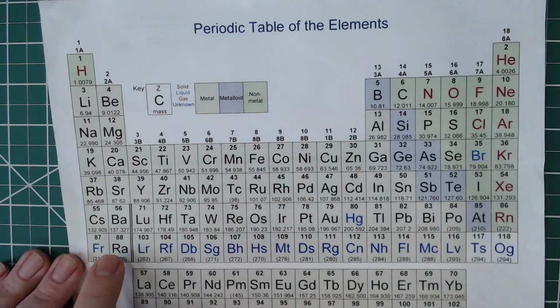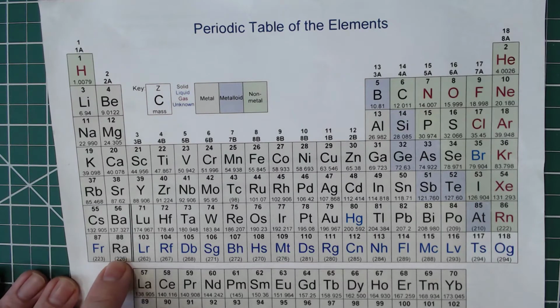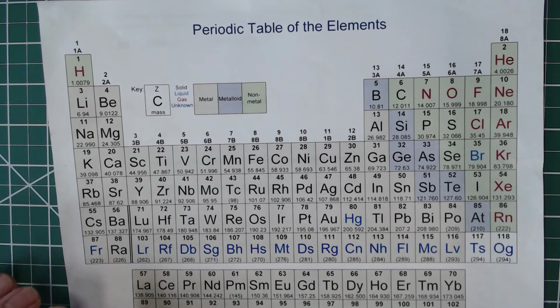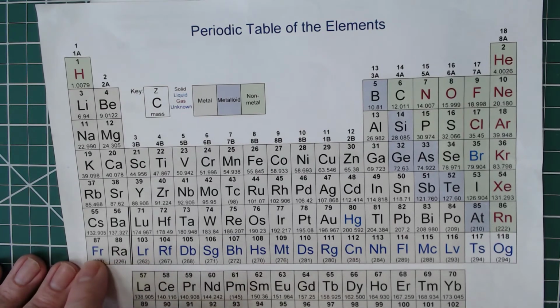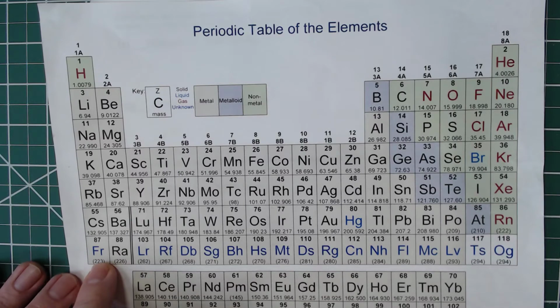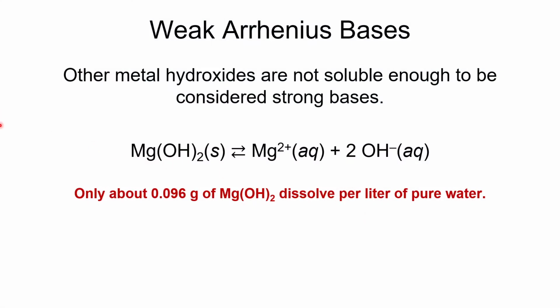Now, I will point out that francium hydroxide and radium hydroxide are probably soluble in water, and they're probably strong bases, but they're also really, really radioactive, so we're going to kind of put them in a different category. We don't want to do any experiments with those. They might kill us, right? That would be bad. All right, so we'll go back here to our presentation.